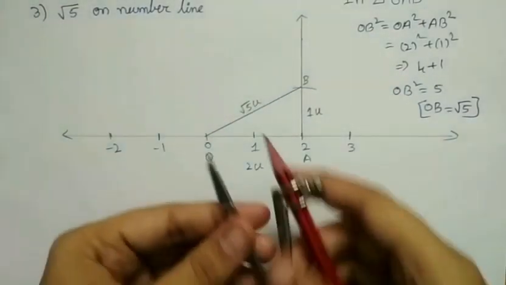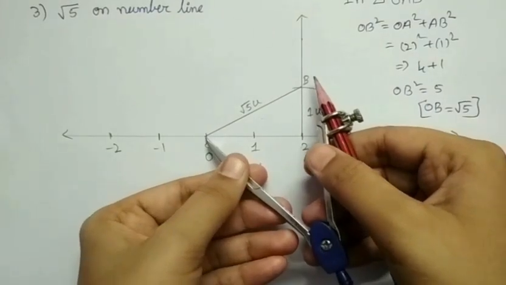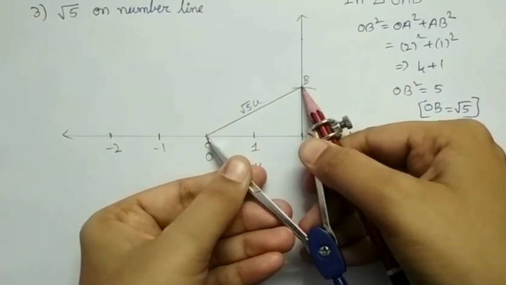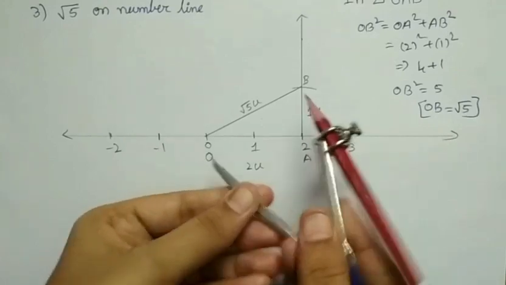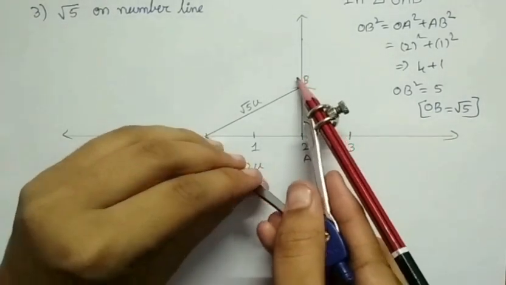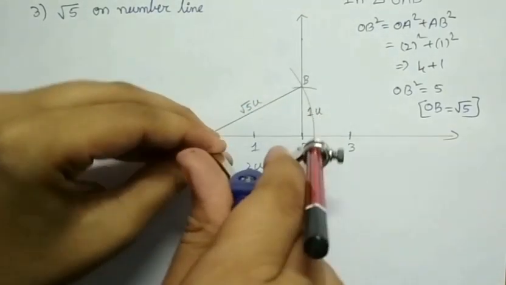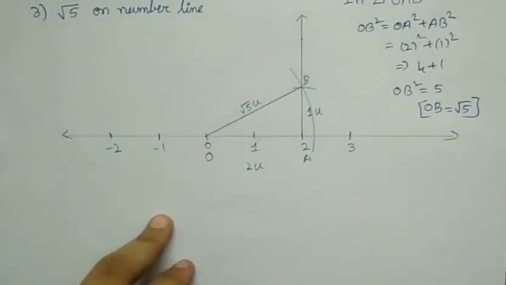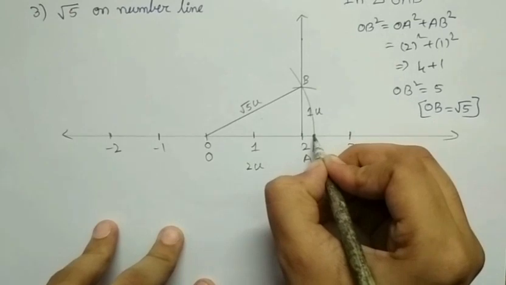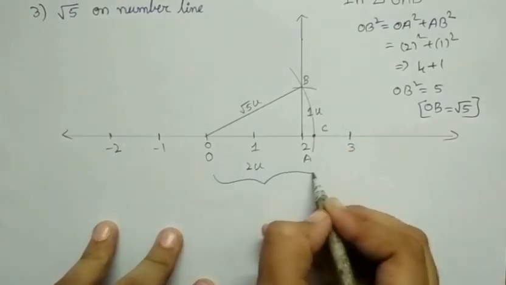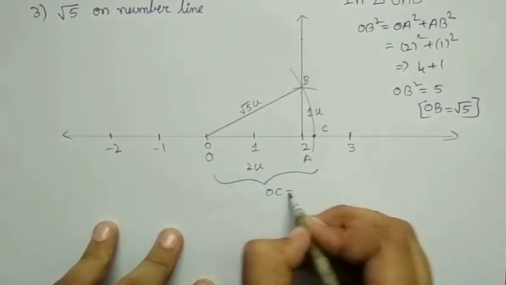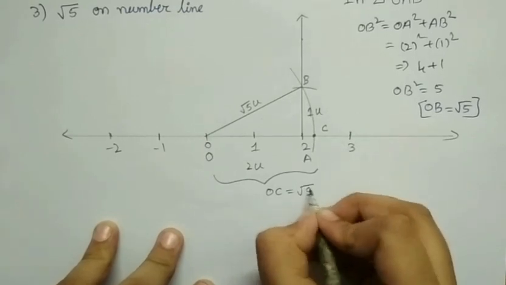Now we need OB on the number line. So we take the distance OB and cut an arc on the number line. And point this as C. Now OC is equals to root 5 units.